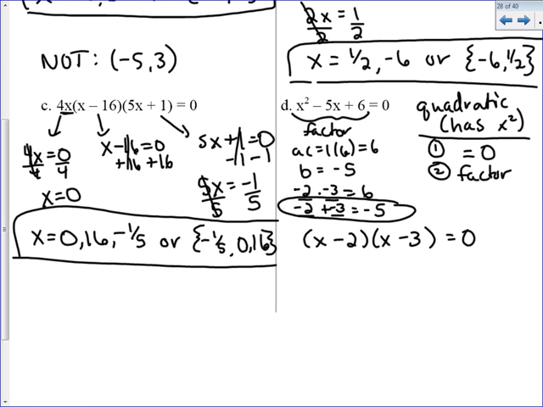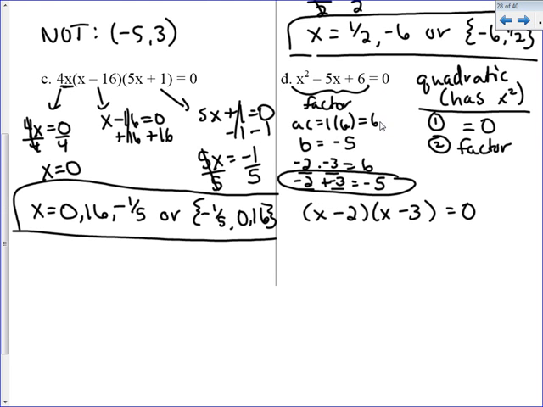So this is all set up. This is all of our setup to solve this problem. And now it looks like our other examples where we have our factors and they're equal to 0. So we could take each factor and set it equal to 0.